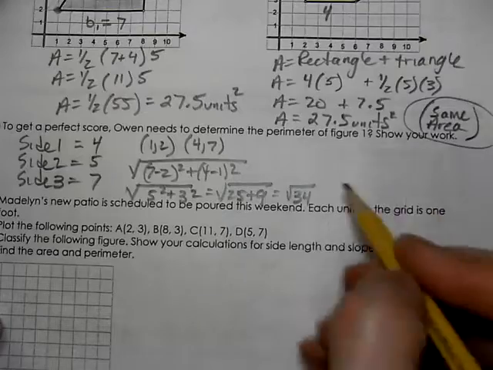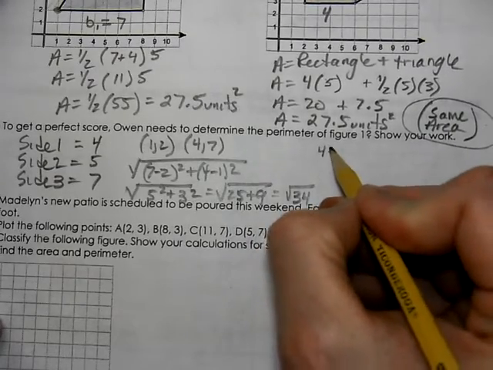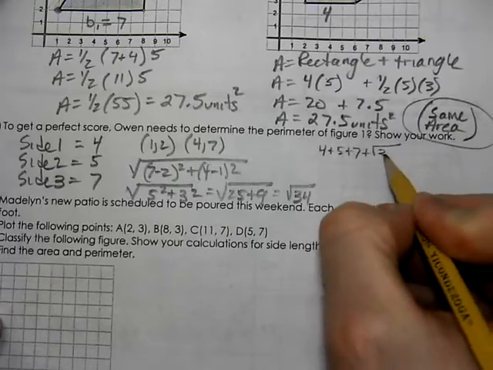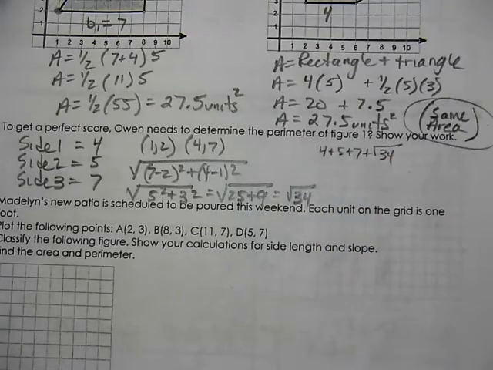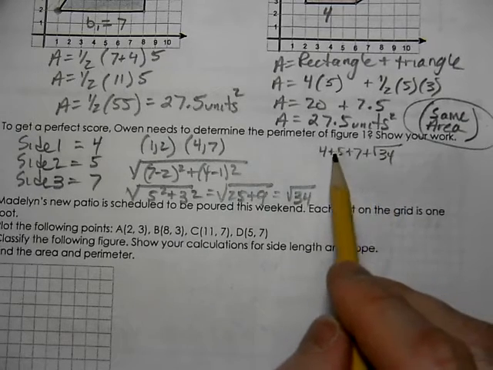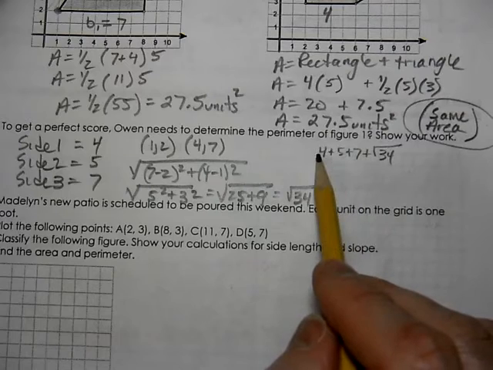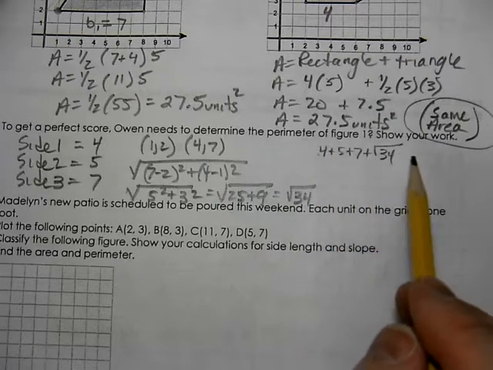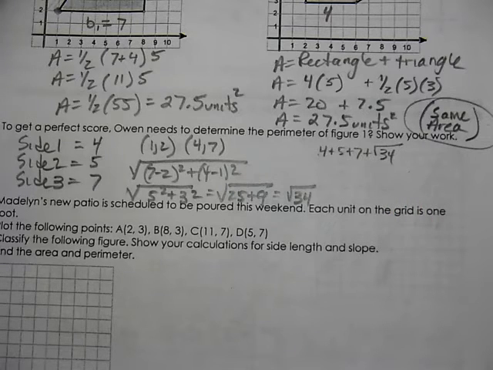So what we have is 4 plus 5 plus 7 and the square root of 34. Square root of 34 is almost 6. So 13 plus 9 more gives you almost 22. So it's 21 point something.